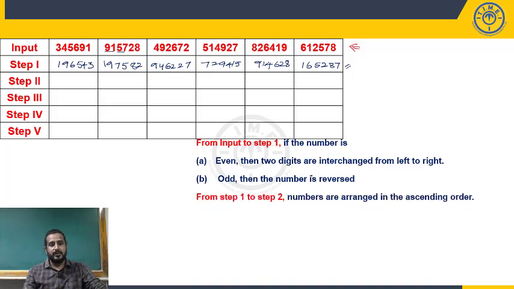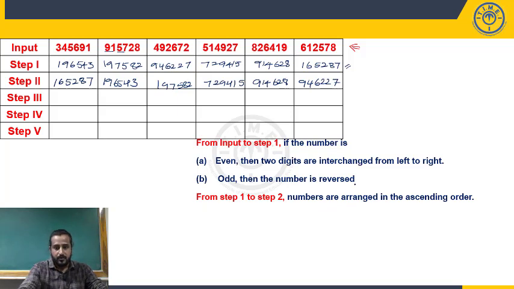Step 1 to step 2. What is the logic given from step 1 to step 2? Numbers are arranged in ascending order. So, what is the first one to come in the ascending order? 165, 287. Next, 196, 543. Next, 197, 582. Then followed by 729, 417. Next, 914, 628. Finally, 946, 227. So, from step 1 to step 2, numbers are arranged in ascending order. Clear? Now, what is step 2 to step 3?